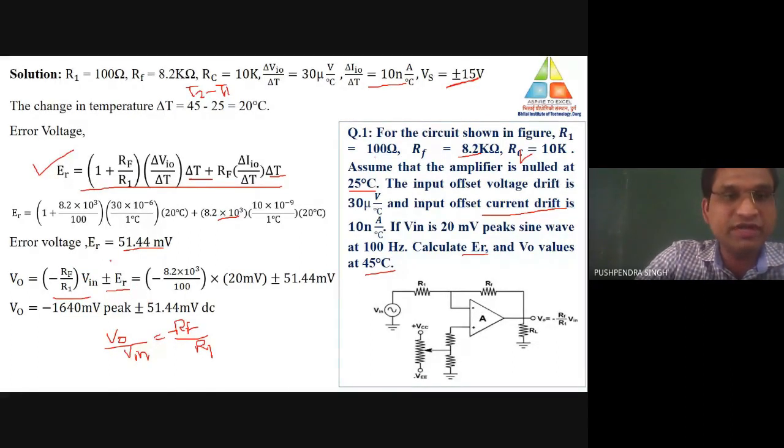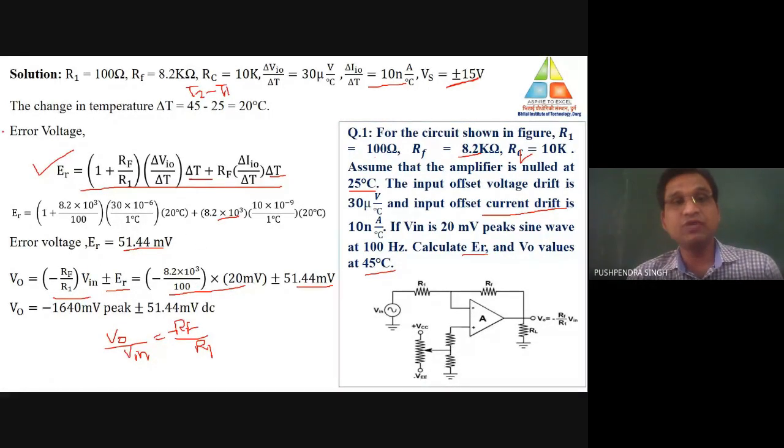So just substitute the value. Already we have calculated the value of error, and this is your input signal. So the final output voltage is how much? Minus 1640 millivolt peak plus minus 50 millivolt DC. This error voltage is DC only. Why? Because this error voltage is being calculated with the help of input offset voltage drift, input bias current drift, or input offset current drift.